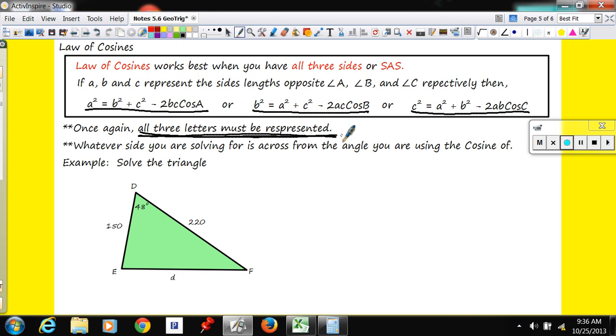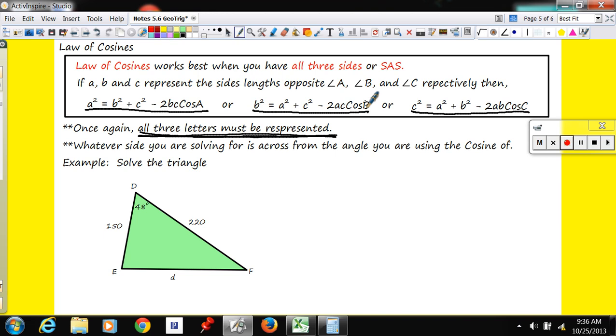So you've got an a, you've got a c, you've got little a c again, and you've got cosine of B. All the letters are there. Whatever side you're solving for is across from the angle you're using the cosine of. So if you're solving for letter b, you're going to be using the cosine of B. That's how that works.